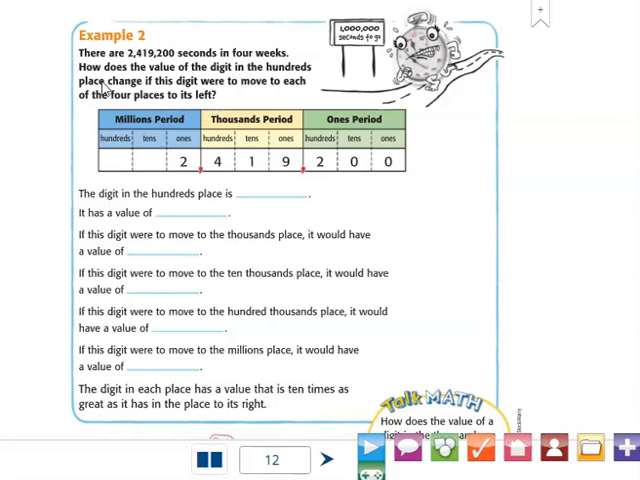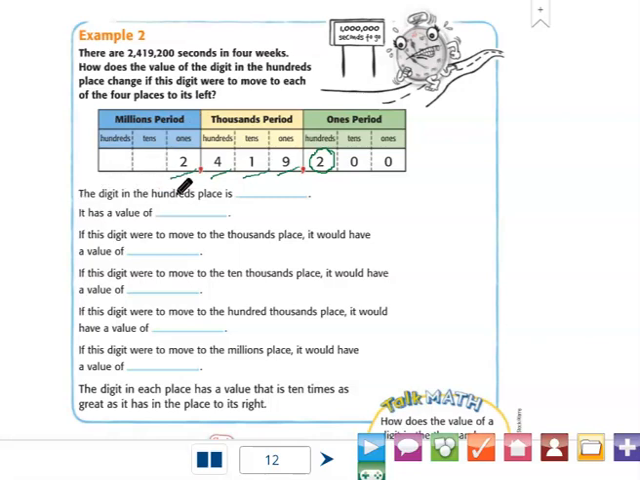So the digit in the hundredths place is right here. Okay, so I've circled the place value that the problem is asking about, hundredths place. And then it says if this were to move to each of the 4 places to its left. So I did sort of a flashing mark there to show these are the 4 places that we're moving this digit to see how it would change.